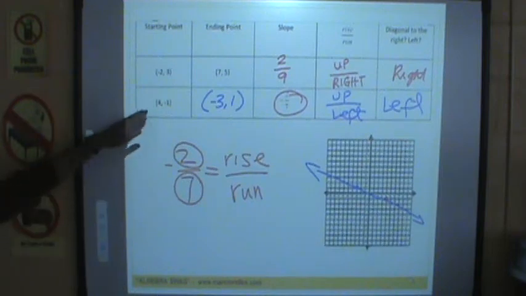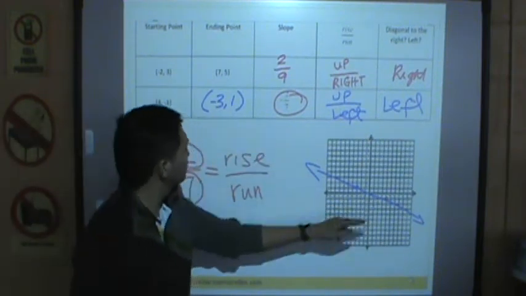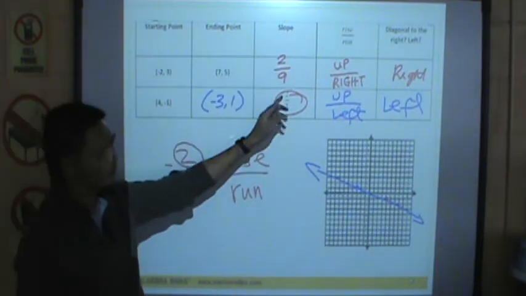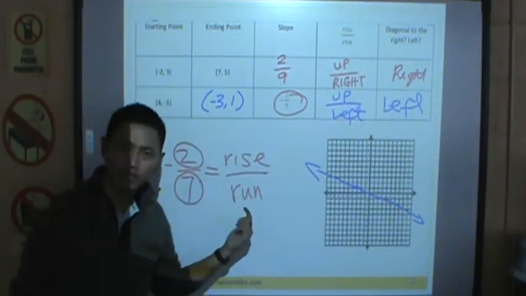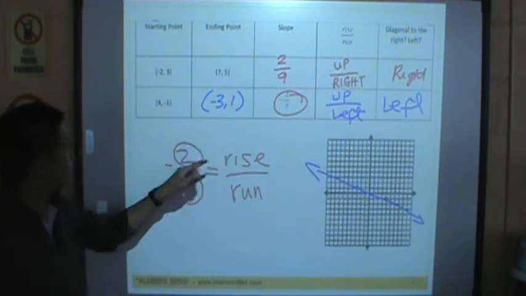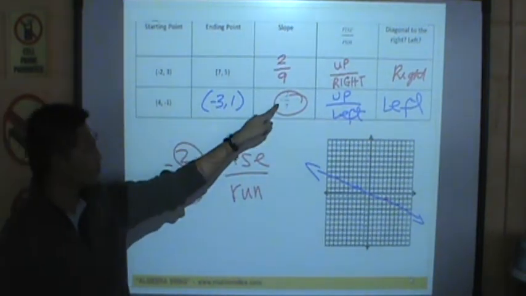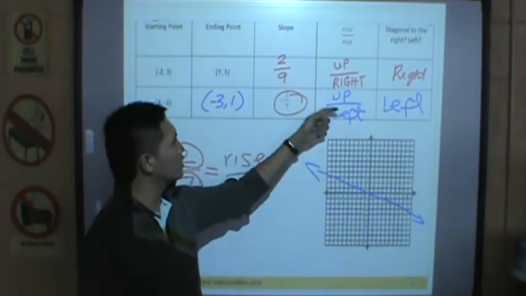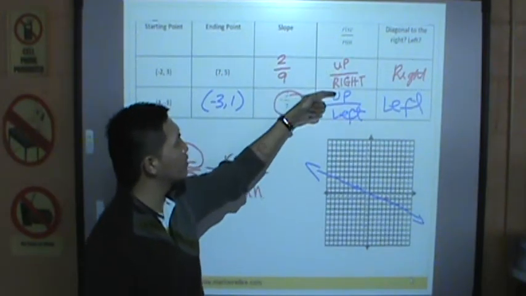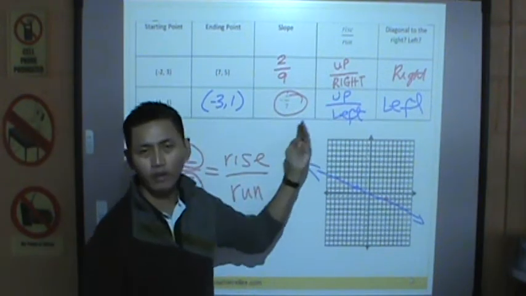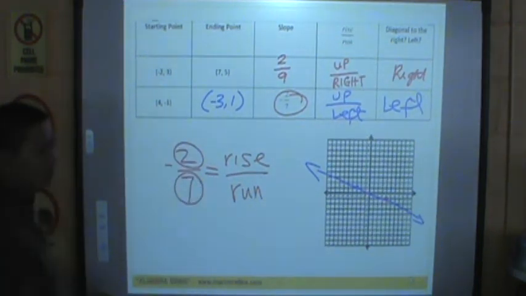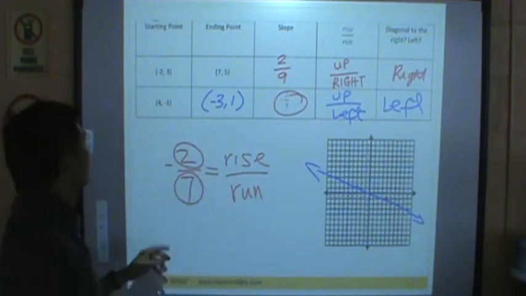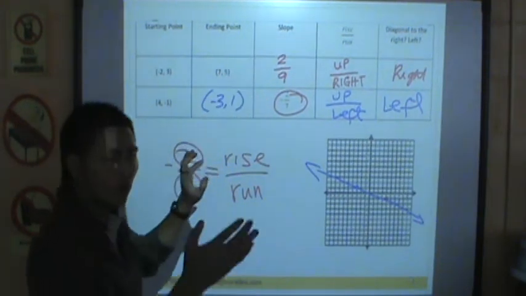First, plot the point, and then look at your slope, -2/7. That means you go up twice, and then you go to the left 7 times. Why do you have to go to the left? Because the slope is negative. Your rise over run, as you can see, you always go up. Now you decide whether you go left or right according to the sign. The slope is negative, that means you go up, you go to the left. For the first one, 2/9, you go up and then right.